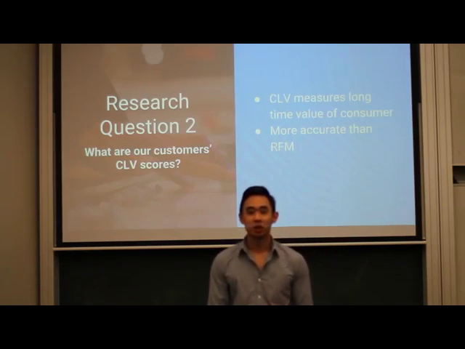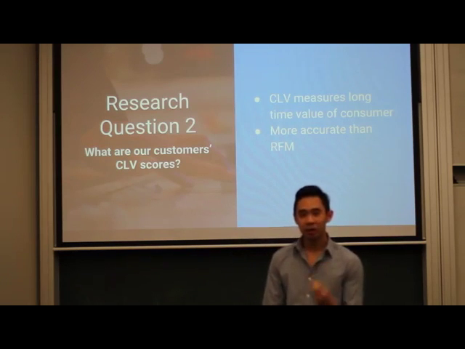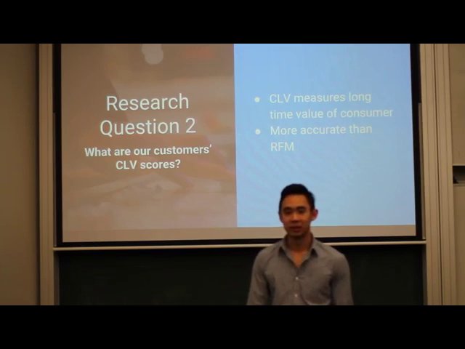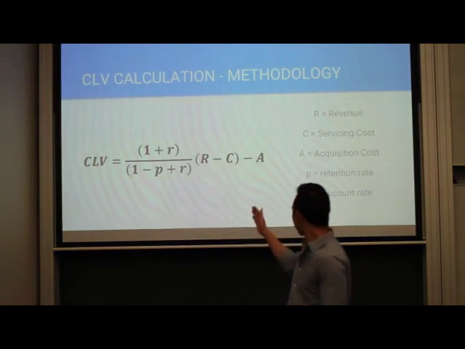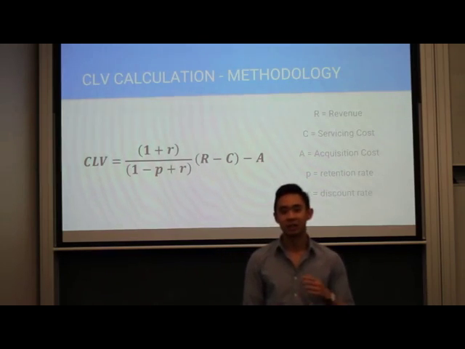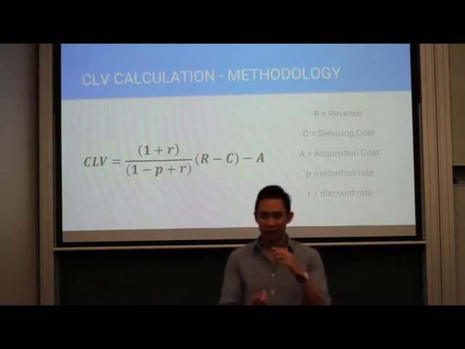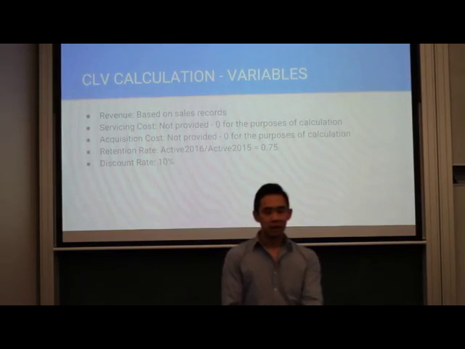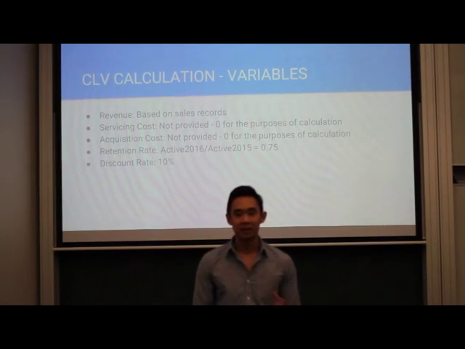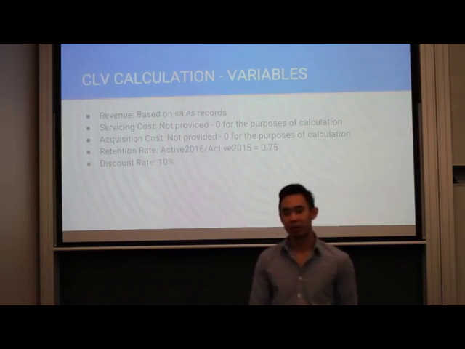So our second research question is about CLV, and the reason we incorporated this with the RFM model is to provide more long-term results. The CLV model we've used is on the screen behind me, and the variables involved are the revenue, acquisition cost, servicing cost, retention rate, and discount rate. To figure out the revenue, we simply summed up the amount of purchases from all our customers to see what their total revenue is.